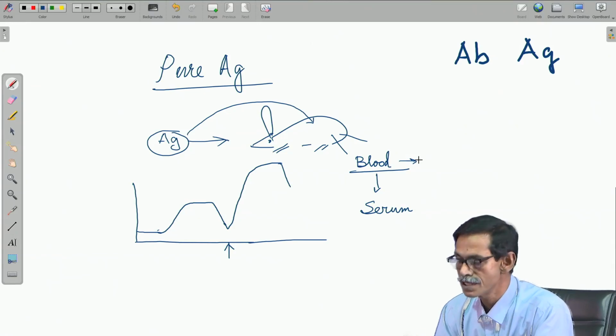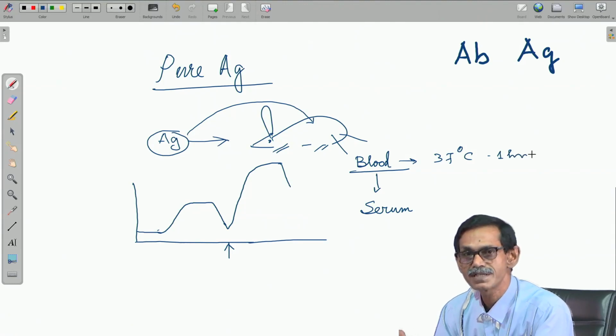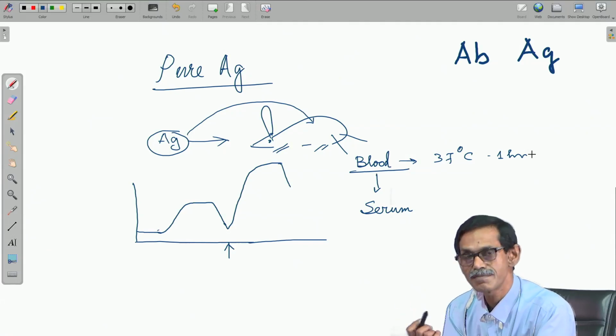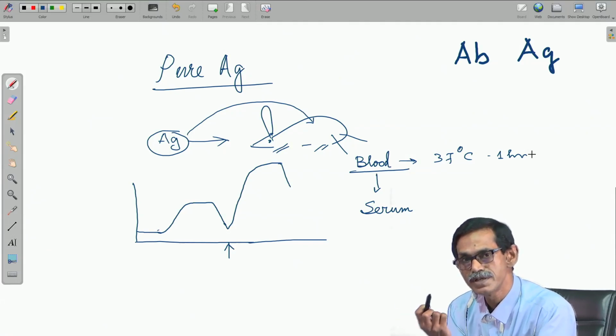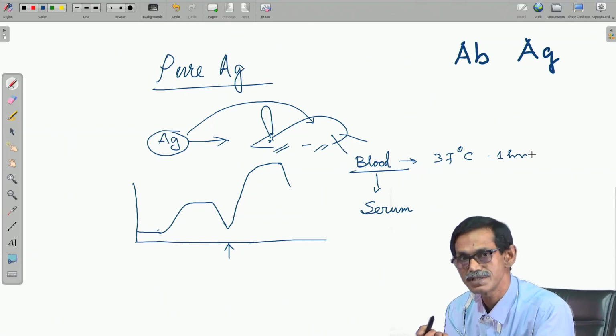But if I isolate the blood, and after isolation you allow it to stay, normally what we do is we keep it at 37 degrees centigrade for 1 hour. After that what will happen? Most of the blood will clot, right, and even after clotting some fluid will still be there, that is actually serum.